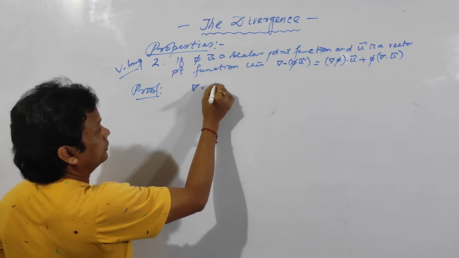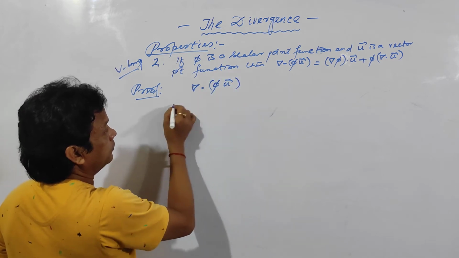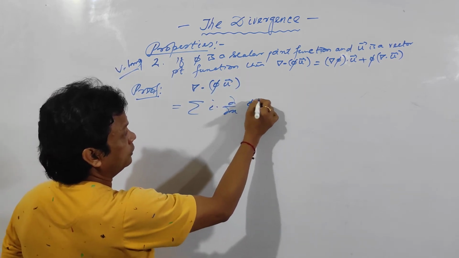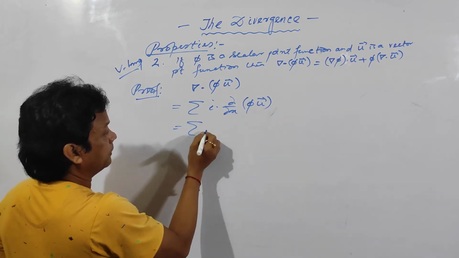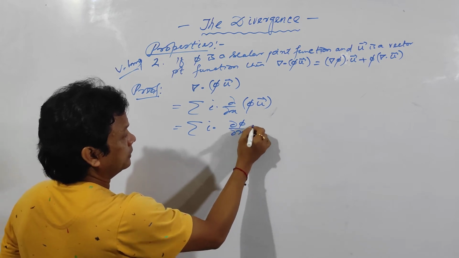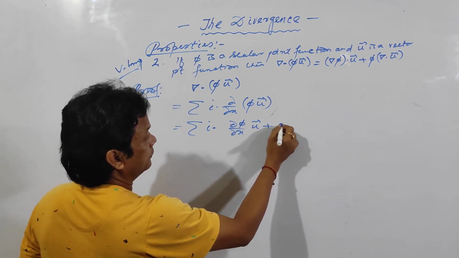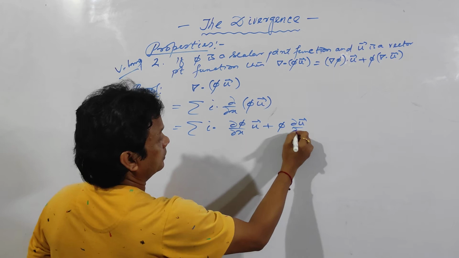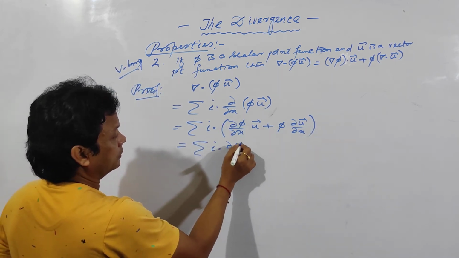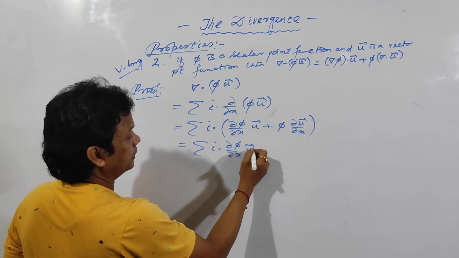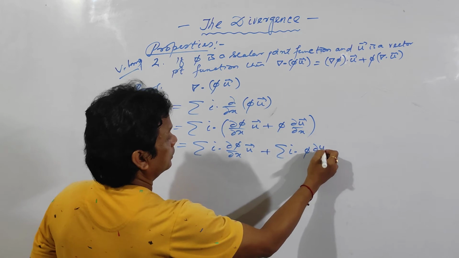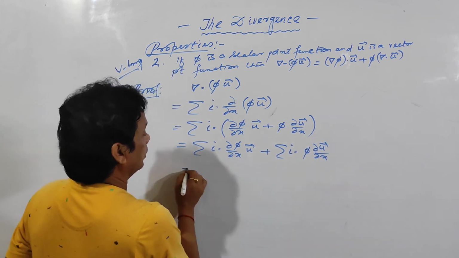See here, del dot (phi u). And I have told you the definition: summation i dot del by del x of (phi into u vector). So apply the derivative product rule: del phi by del x into u plus phi into del u by del x. Then apply the dot product: summation i dot del phi by del x into u vector plus summation i dot phi into del u by del x.